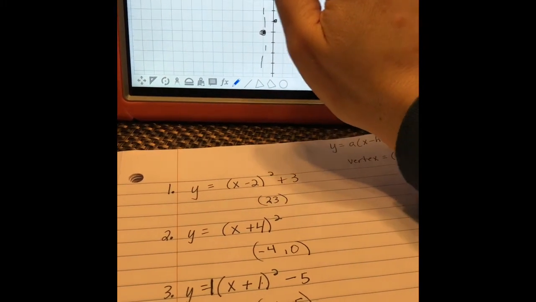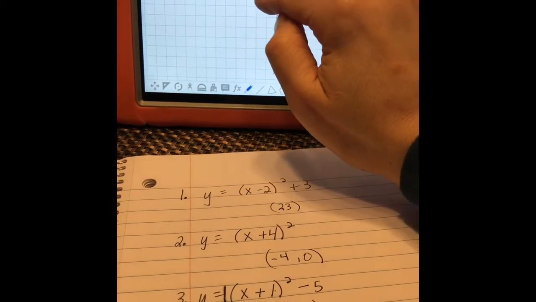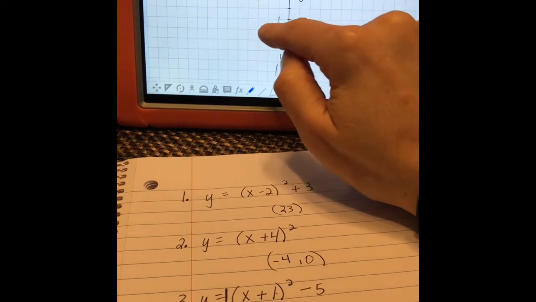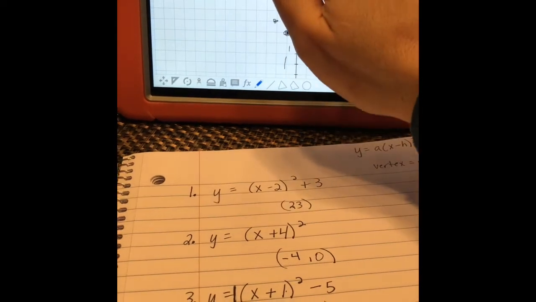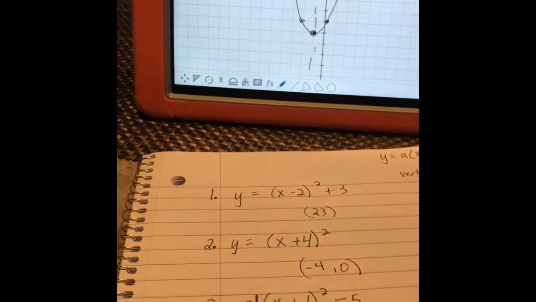And then that's 3 away from my axis of symmetry, so I'm 3 away on the other side. I'm 2 away, so I go 2 away on the other side. This is 1 away, I'm 1 away on the other side. And so all those points give me enough information to sketch that parabola.